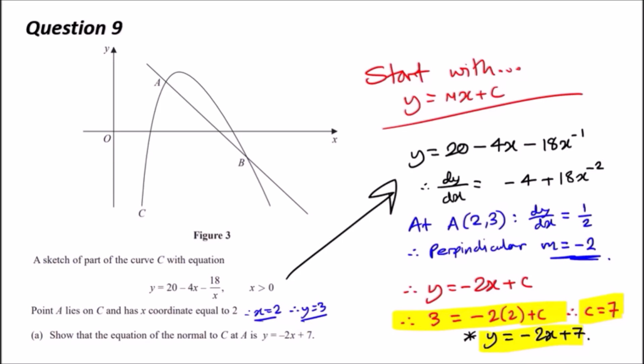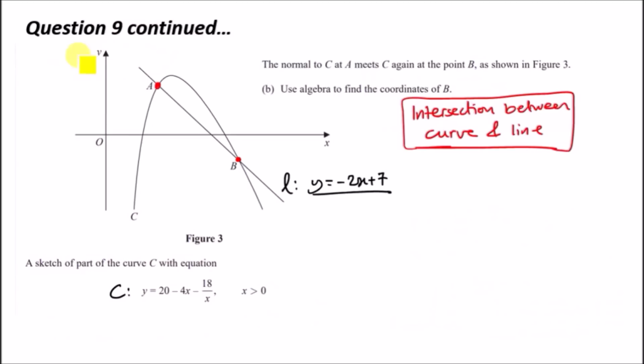So let's look at part B. Now, question 9 continued. The normal to C at A meets C again at point B. We discussed this already, so you can see they're intersecting. Use algebra to find the coordinates of B. Now, this is either straightforward or isn't. And by the way, I'll put the line equation here.